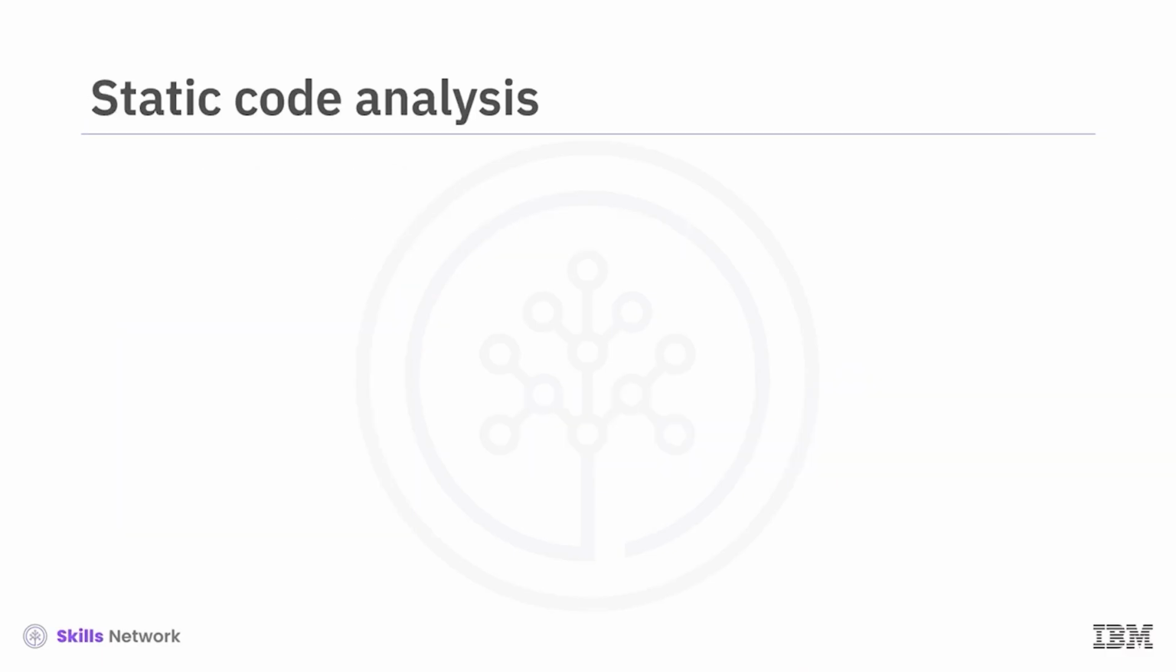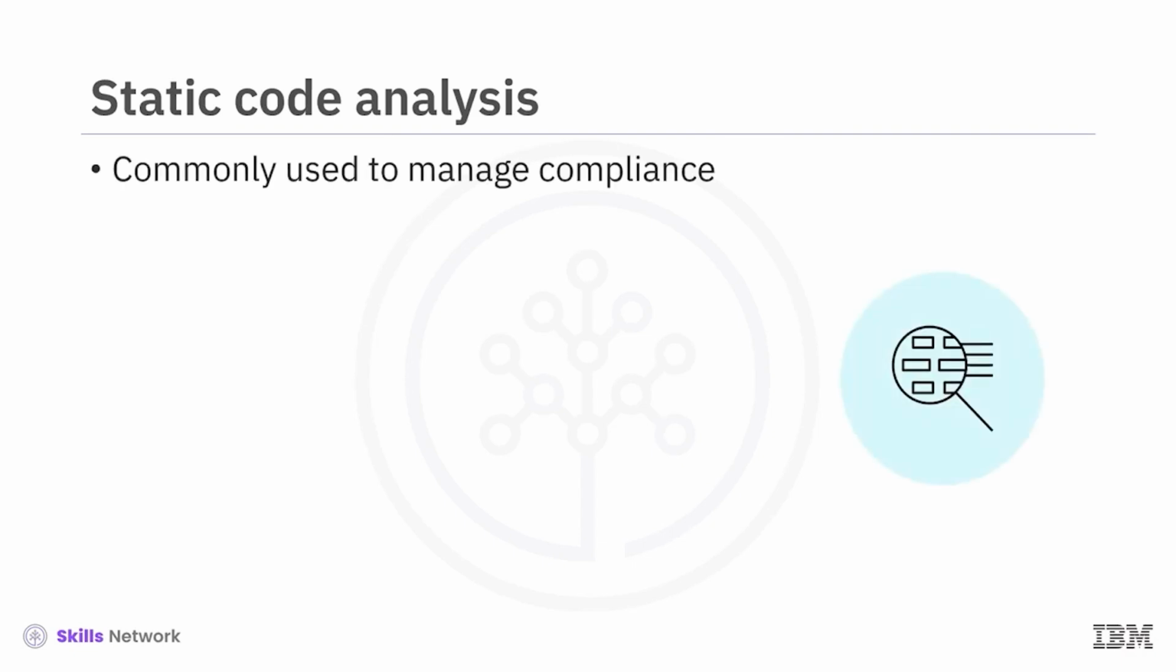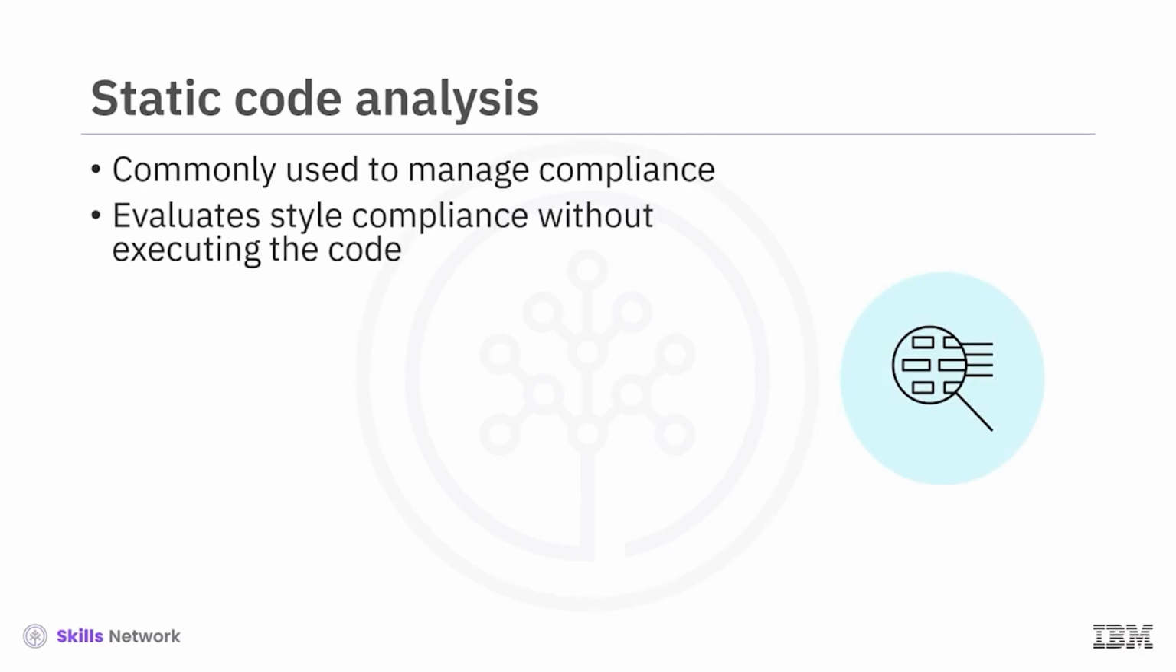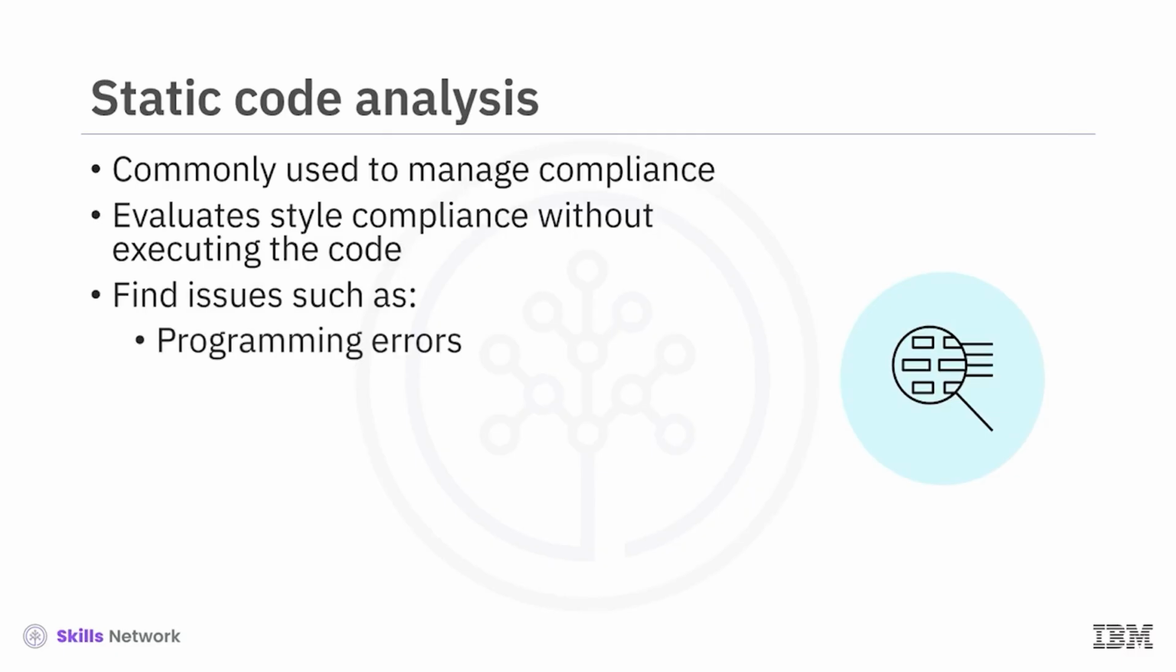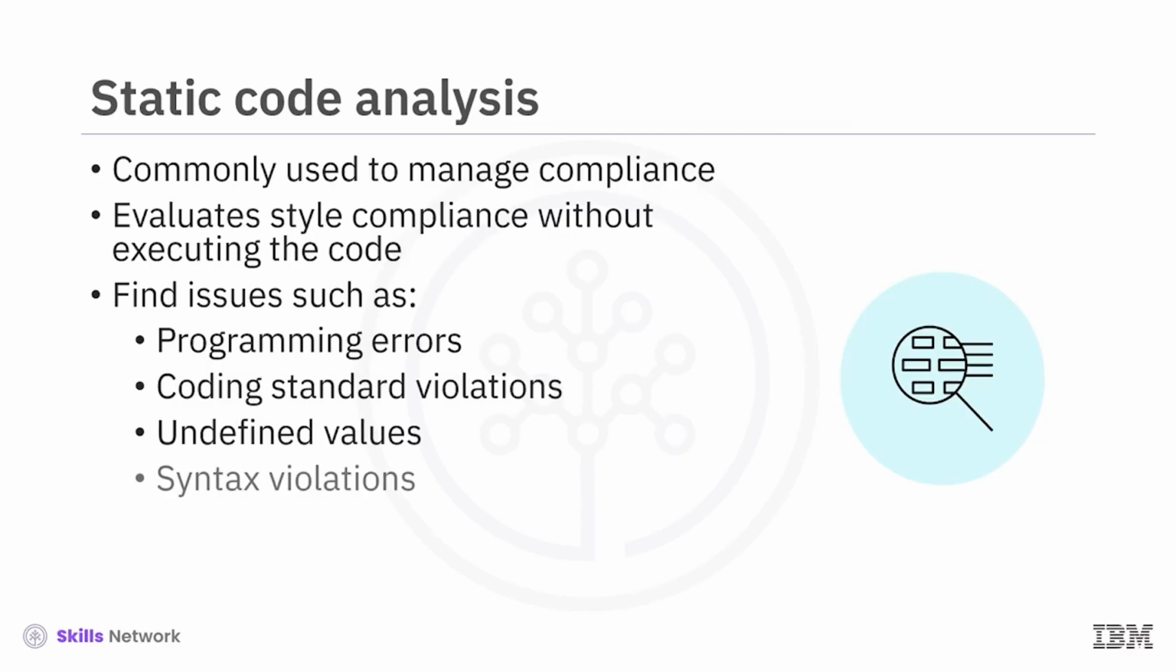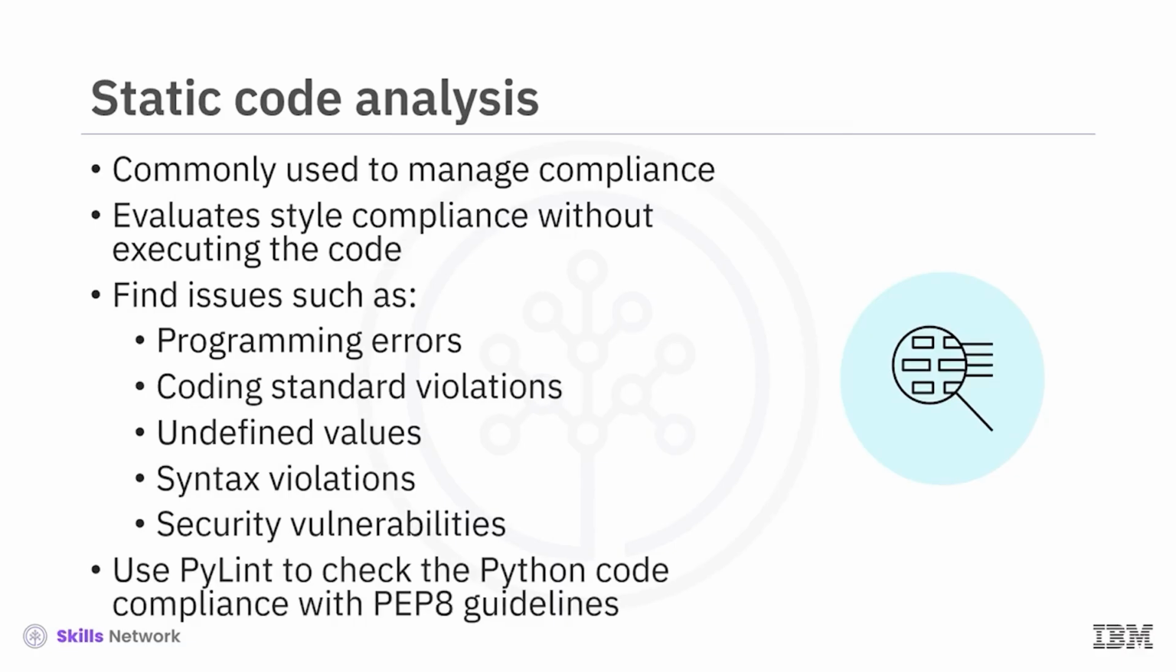We discussed the coding convention and guidelines. Software developers commonly use static code analysis to manage compliance with these style guidelines. Static code analysis is a method to evaluate code against a predefined style and standard without executing the code. Static analysis helps find issues such as programming errors, coding standard violations, undefined values, syntax violations, and security vulnerabilities. You can use the PyLint library to check the compliance of your Python code with PEP 8 guidelines.